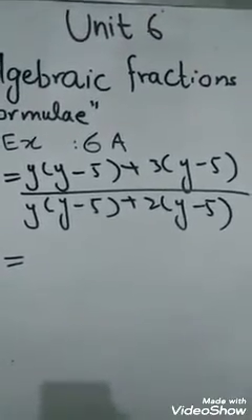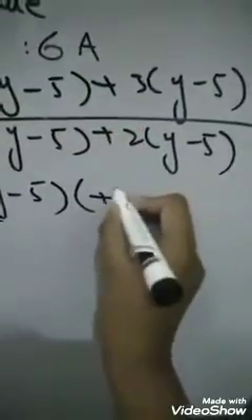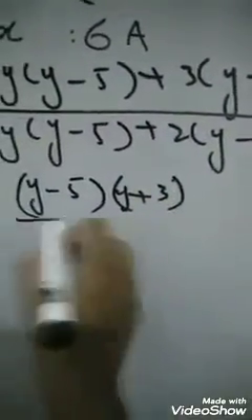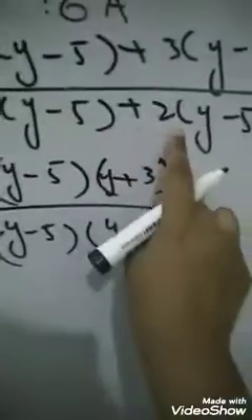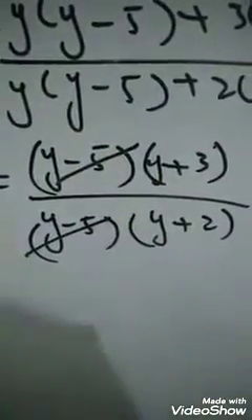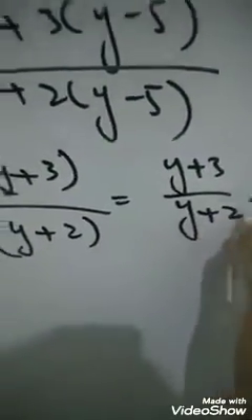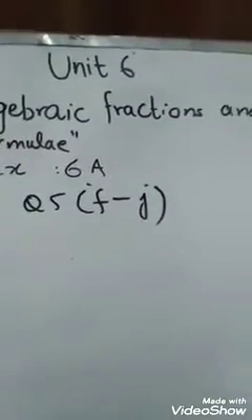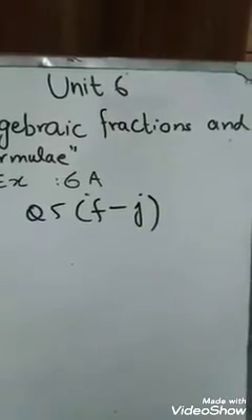Okay my dear students, in the numerator we will take the common y minus 5, and y plus 3 would be there. Over the denominator, y minus 5 extracted as a common, y plus 2. That y minus 5 would be divided by that y minus 5. The answer would be equal to y plus 3 over y plus 2. So my dear students, after this question, you will be able to do question number 5 F to G parts.